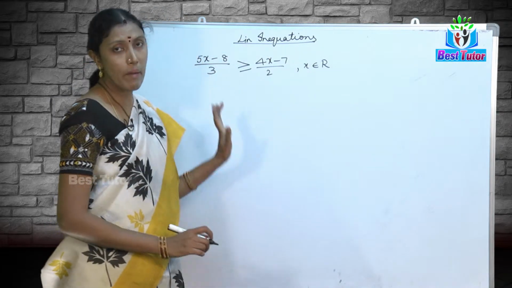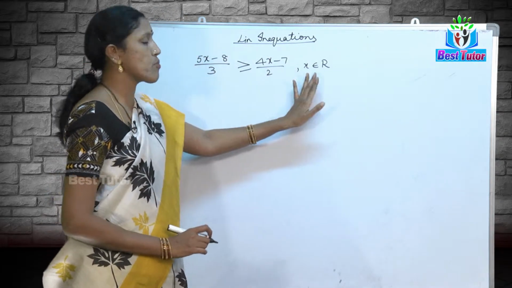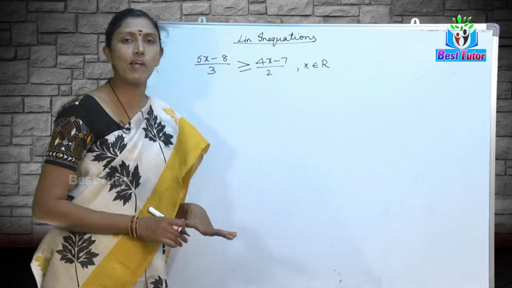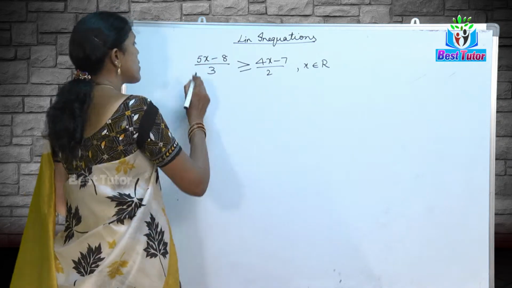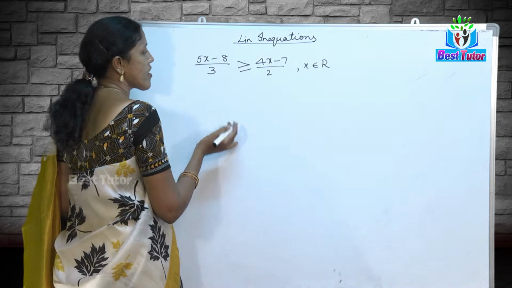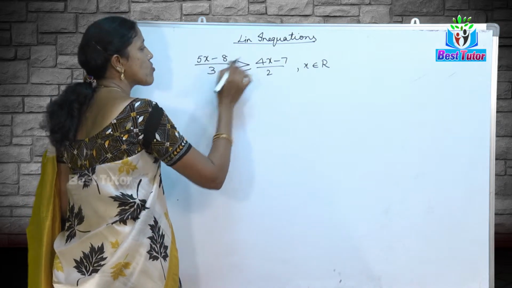This is not a double inequation, it is a single inequation, and x belongs to real numbers. That means the replacement set is the real number set. Now how do I simplify this? First step is cross multiply.